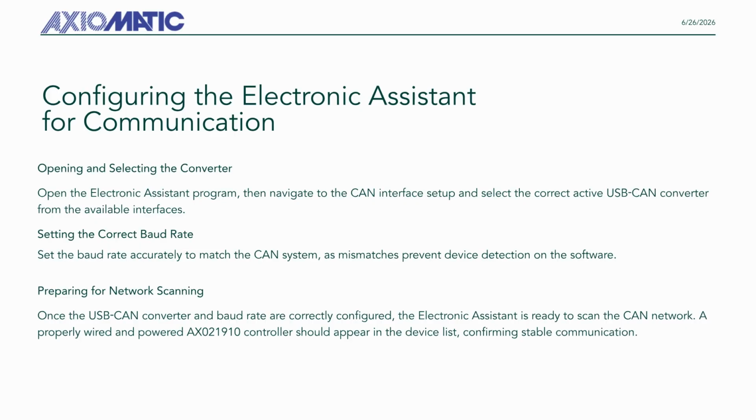To configure communication, open the software, select your active USB to CAN converter, and match the baud rate to your network. Once configured, you are ready to scan for your controller.